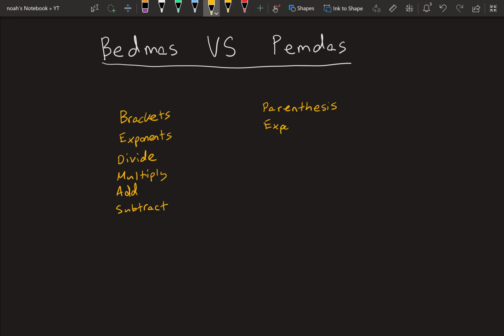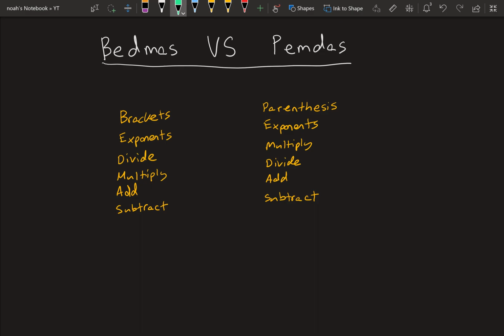E for exponents, M for multiply. This is the first difference between the two. And then it's divide. And then it's add and subtract. So they're pretty similar.